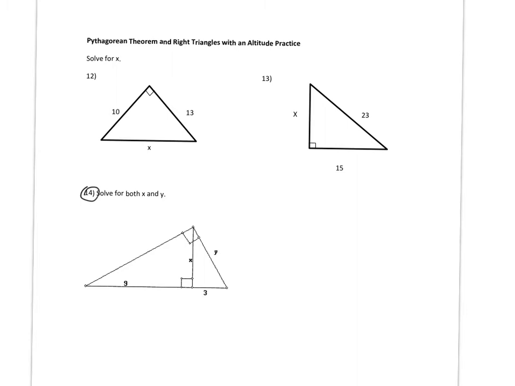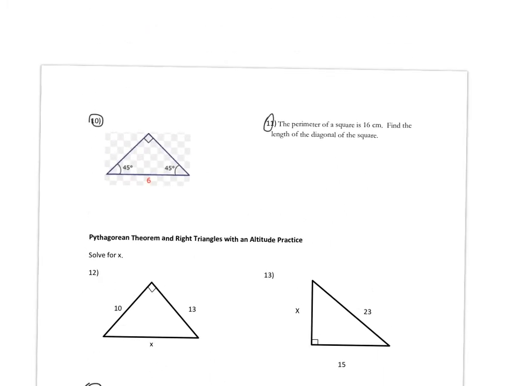Okay, question 14. Oh, let's go up to the top, sorry. Question 10, a 45, 45, 90. Well, here's our 45, 45, 90. A, and then the relationship between the hypotenuse is A times the square root of 2. So, if I'm given a leg, I just multiply by the square root of 2, but if not, I have to go in reverse, so I have to divide by the square root of 2. So I'm going to take the hypotenuse, which is 6, divide by the square root of 2.